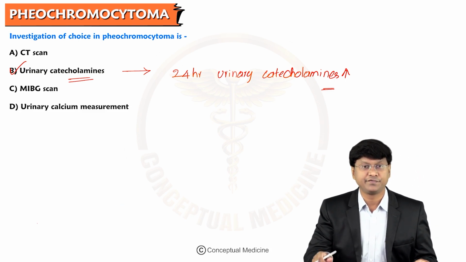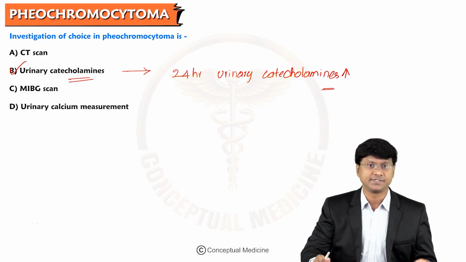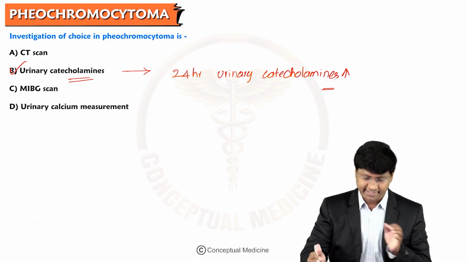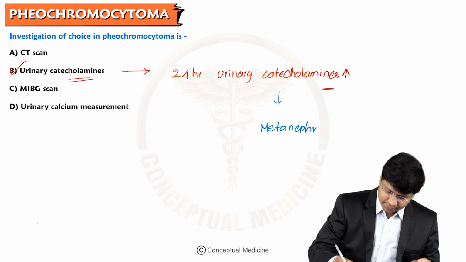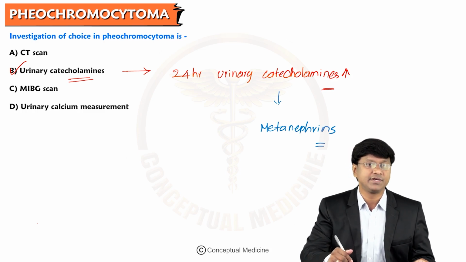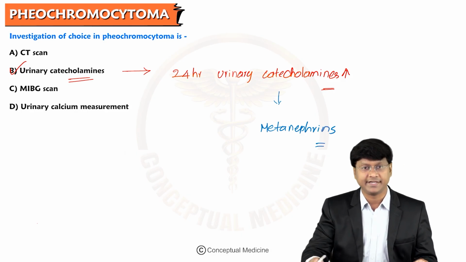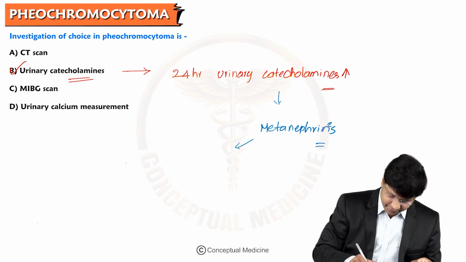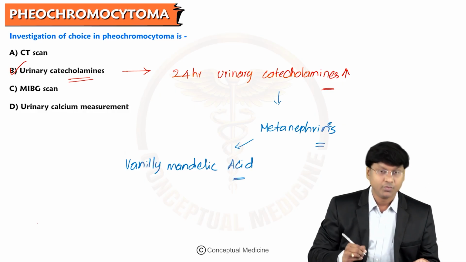Apart from the 24-hour urinary catecholamine levels, we should also do the imaging studies. But let me first discuss the urinary catecholamine levels. Normally, these catecholamines are metabolized within the chromaffin cells to metanephrines, and what we check in the urine is the metanephrines. Metanephrines are what we test in the urine or the plasma. So 24-hour urinary metanephrine levels will be elevated. And what is the very important metanephrine? That is VMA. VMA stands for vanillylmandelic acid.